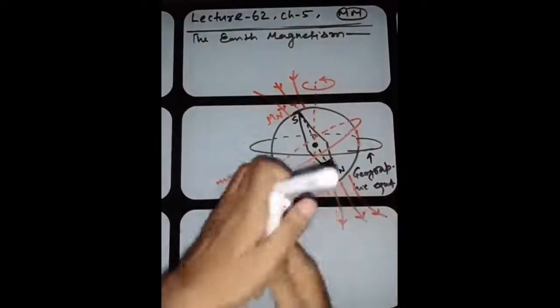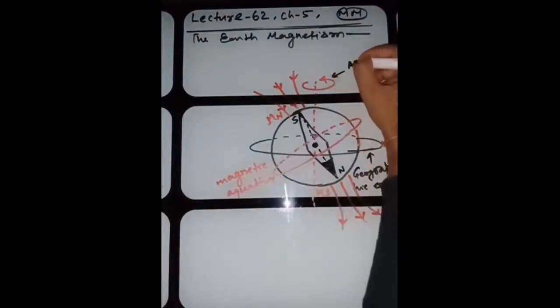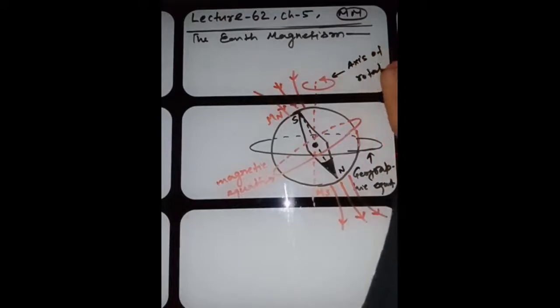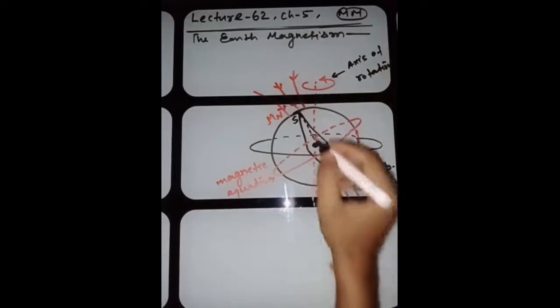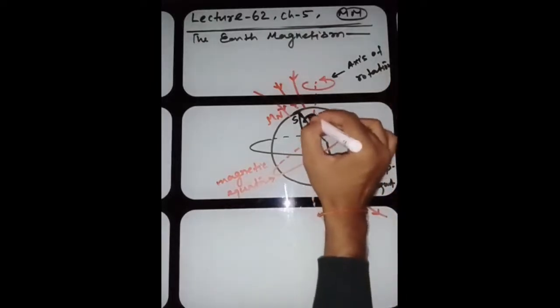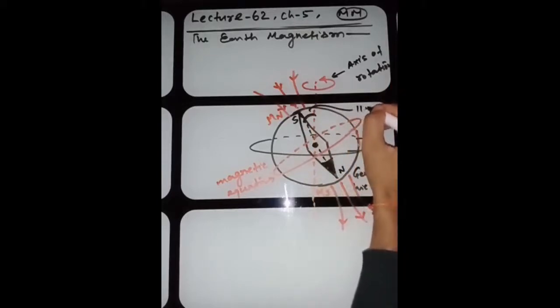This is the axis of rotation. Let me write here: axis of rotation of Earth. Yes, it is tilted by 11.3. You can write here this angle, it is nothing but 11.3.